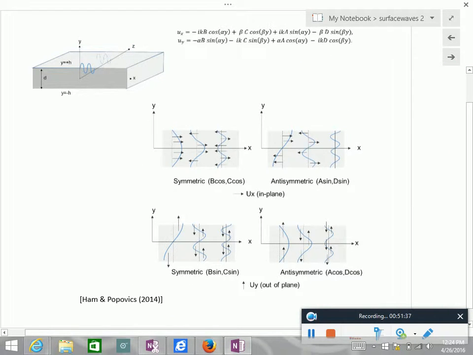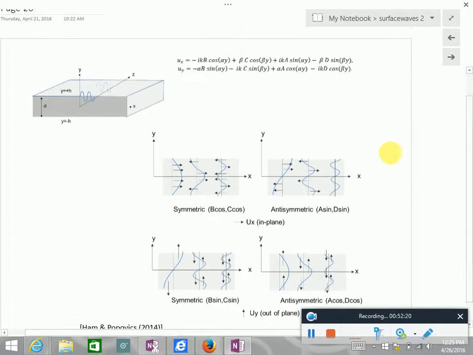So conceptually, again, I guess we don't have time to derive anything, but if we look at the displacement in the x and y direction, you see the formulation. So we have a number of cosine and sine terms. The cosine terms, of course, are symmetric with respect to the center of the plate, and the sine terms are asymmetric. The point is that the in-plane and out-of-plane motion both have symmetric and anti-symmetric components.